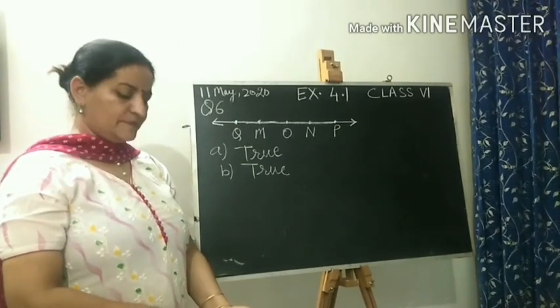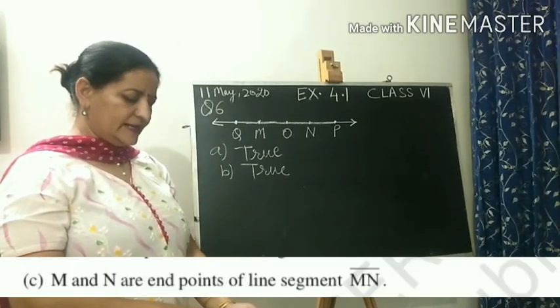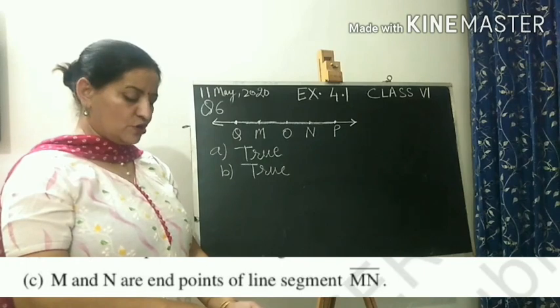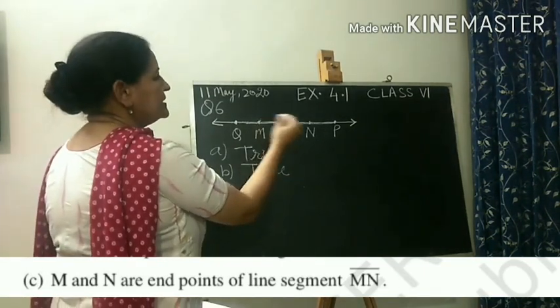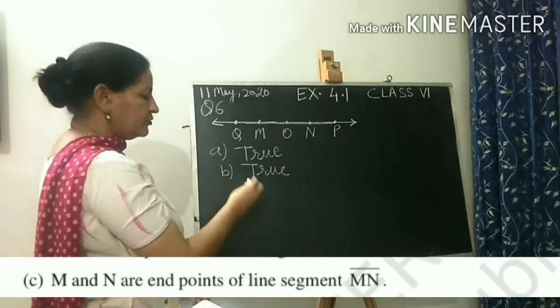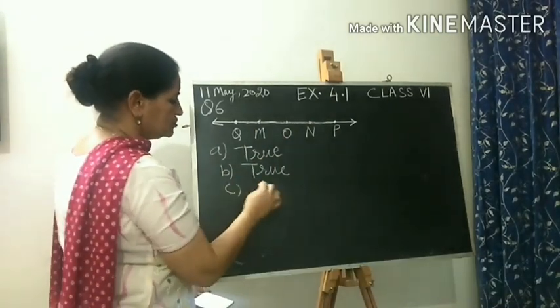Now C part. M and N are endpoints of line segment MN. If line segment is MN, these are the endpoints. So this is also true.